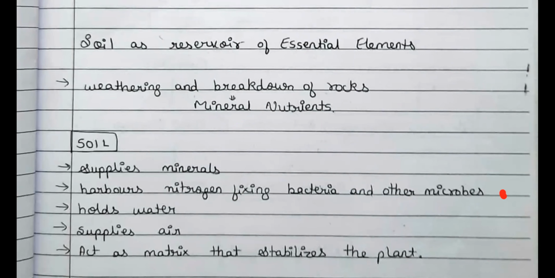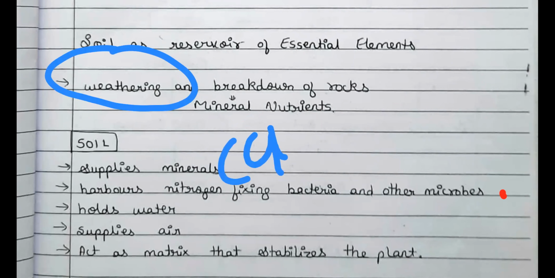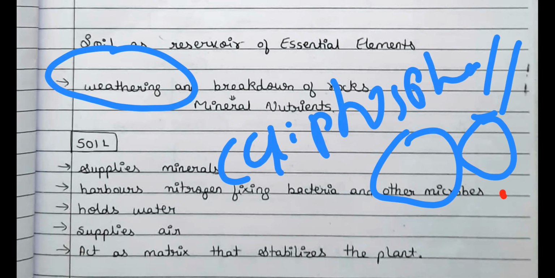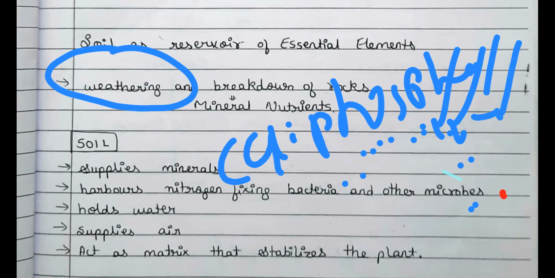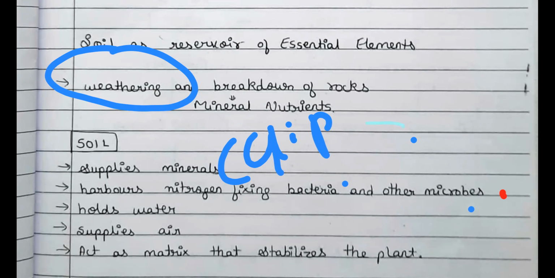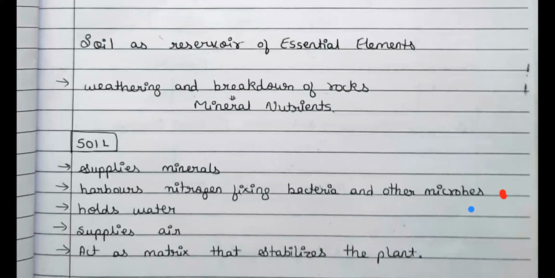The second is weathering of rock. Suppose there are rocks of calcium phosphate. When rainfall occurs on this rock, gradually the thin particles of calcium phosphate reach the soil, and in this way calcium and phosphate levels in the soil increase. So breakdown of rock, weathering of rock, leads to an increase in the mineral nutrients, not only micro, in the soil. So soil supplies the minerals.